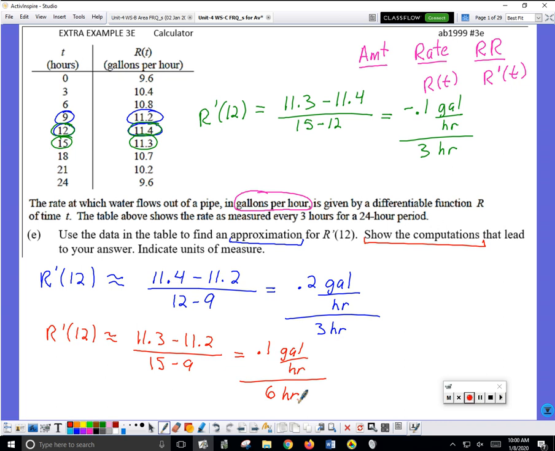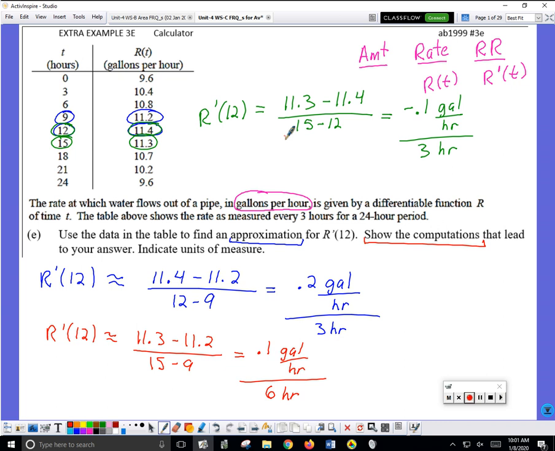Questions? Okay, don't do all three, just pick one of them. Key things. You have to show the computation. So you must show this, or this, or this. If you do not, you will lose a point. You have to have the correct units in your final result. Otherwise, you lose a point.